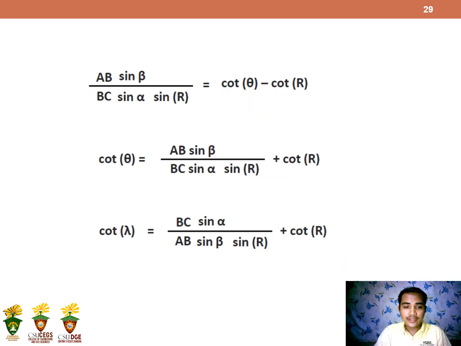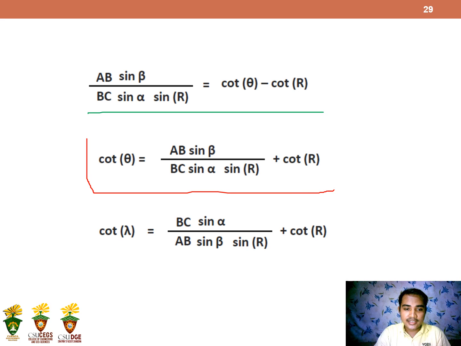Since we now have this equation from the previous slide, we need to express this in terms of theta. So out from that, we can have cotangent theta is equal to AB sine beta over BC sine alpha sine r plus cotangent r. Again, this equation came from the one above.